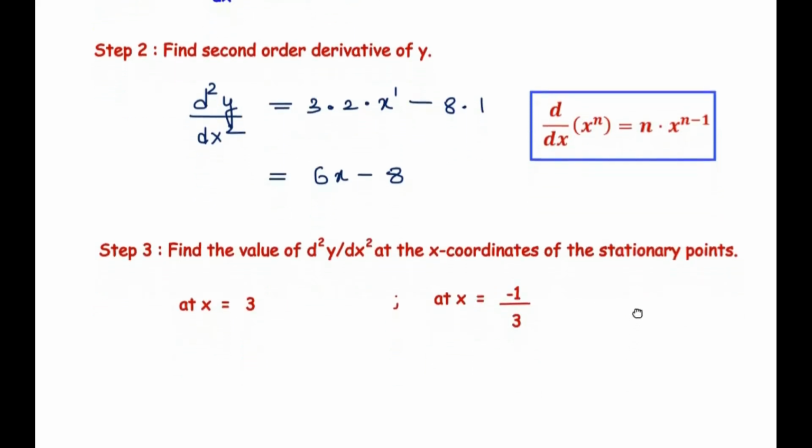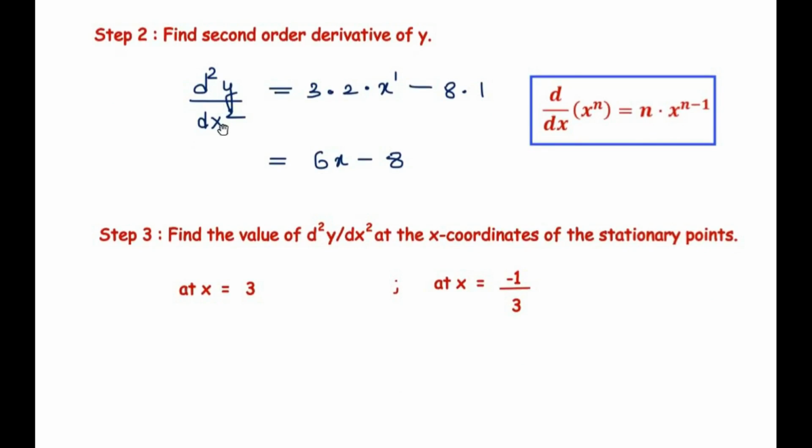Now here we have to find out the value of d square y by dx square at x. So we have d square y by dx square at x equal to 3. Here we have 6, and in place of x we are going to write 3, minus 8. Now this will give us a value as 6 times 3 is 18, and 18 minus 8 is 10.